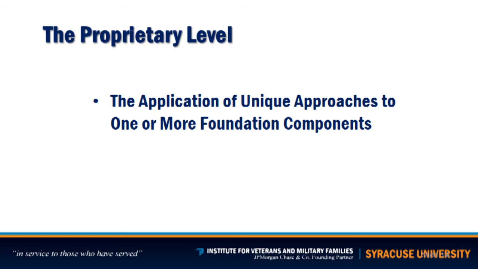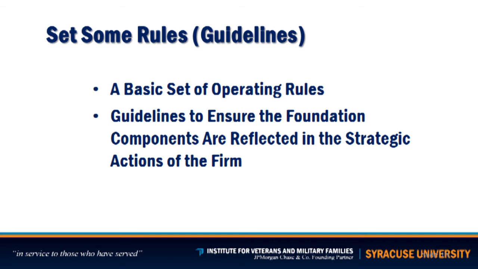So you want to also, when you develop your business model, identify some rules or guidelines, which is a basic set of operating rules identifying, okay, my company is going to deliver 100% on time, we're going to have 0.001% error rate in our products, and so on. So you want to identify really what are those rules that will help you maintain a quality and standard that you're advertising yourself to have, or promoting, or people have perceived you to be. And those are guidelines to ensure the foundation components are reflected into the strategic actions of your company.